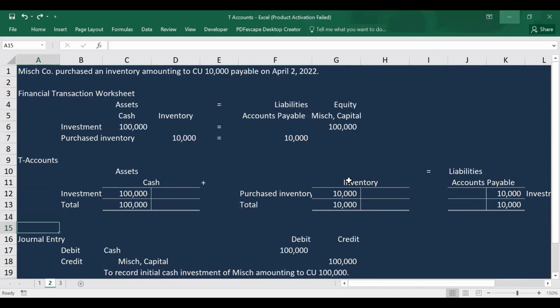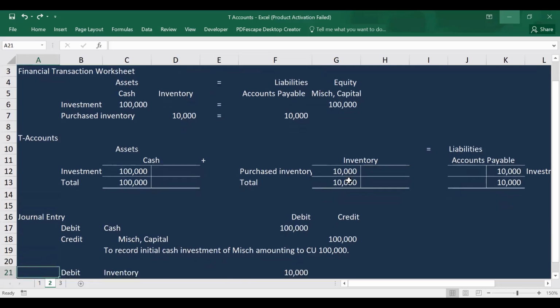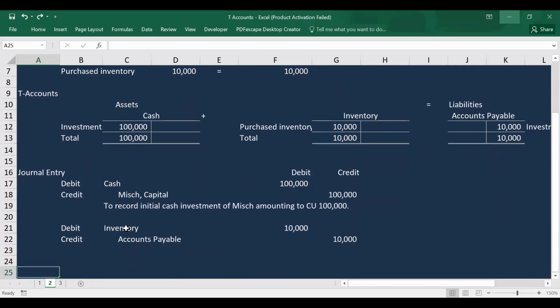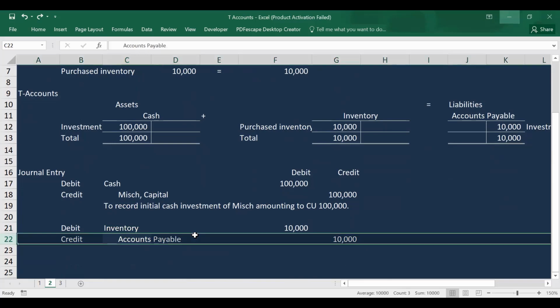And then, since we are already done with the T accounts, we can now prepare the journal entry, which is a debit to the inventory amounting to 10,000 currency units and a credit to the accounts payable amounting to 10,000 currency units. So very easy, guys, right? Okay, I think we can go now to the next example.